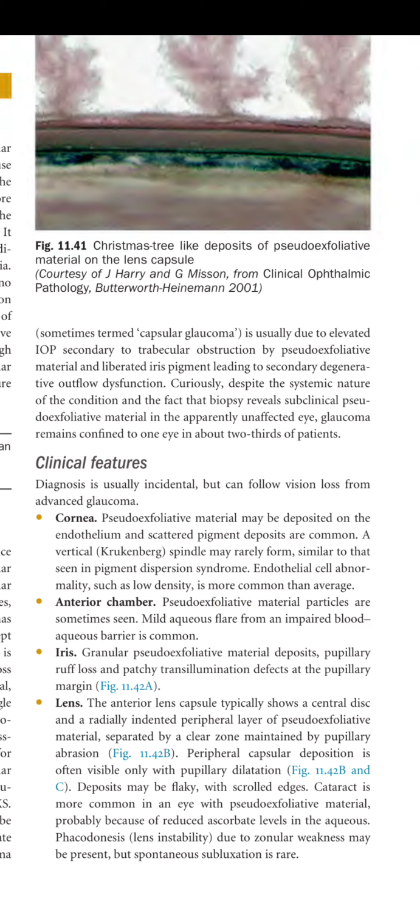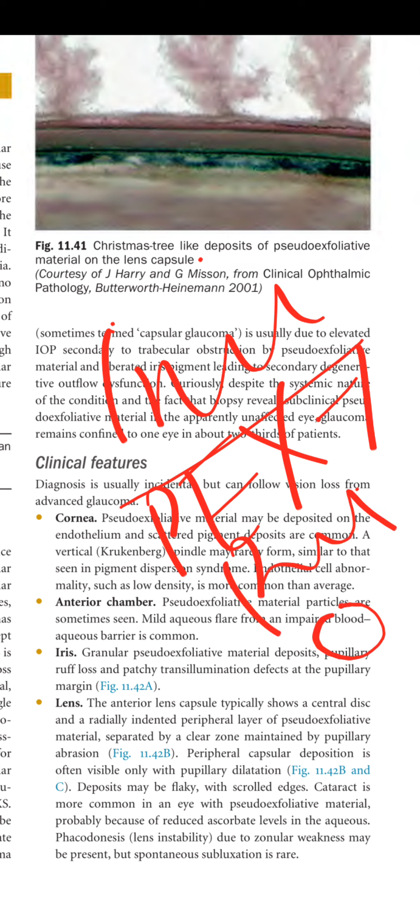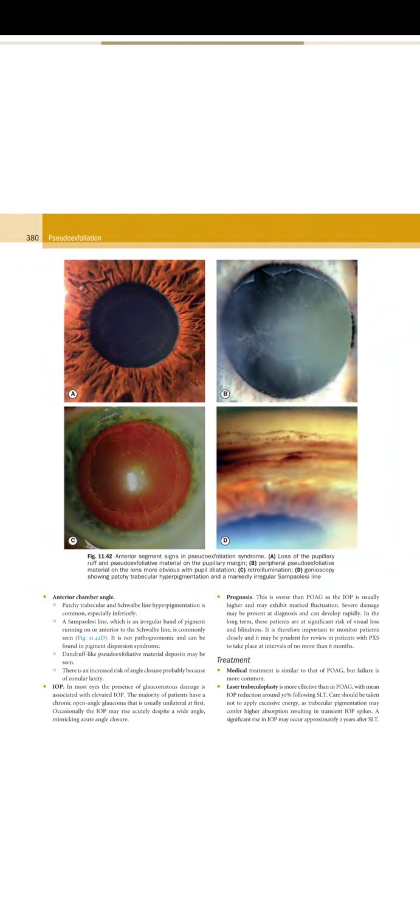So what will be the changes in the iris? Granular pseudoexfoliative material deposit, pupillary ruff loss, and a patchy transillumination defect at the pupillary margin. So very characteristically, the iris has pseudoexfoliative material deposition at the pupillary margin, and there is pupillary ruff loss, and there can be a patchy transillumination defect. So we can see figure 11.4 A.